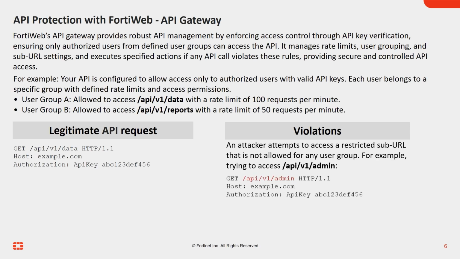Lastly, an attacker attempts to access a restricted sub-URL that is not allowed for any user group. For example, try to access /API/v1/admin. FortiWeb checks the sub-URL against the access control rules. If the sub-URL is restricted, FortiWeb blocks the request and logs the violation.